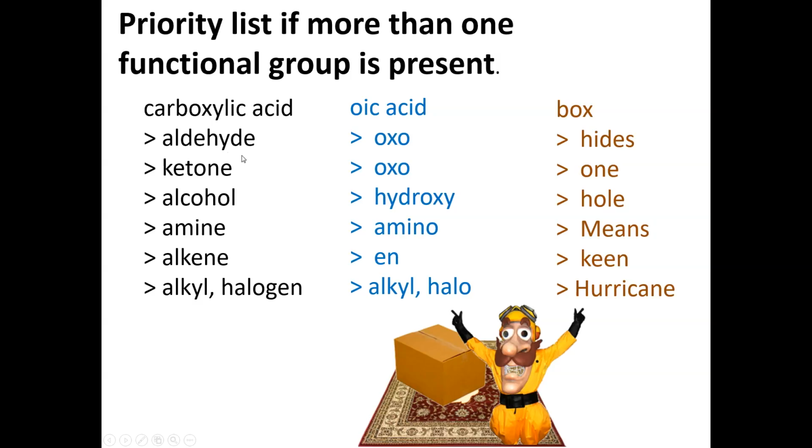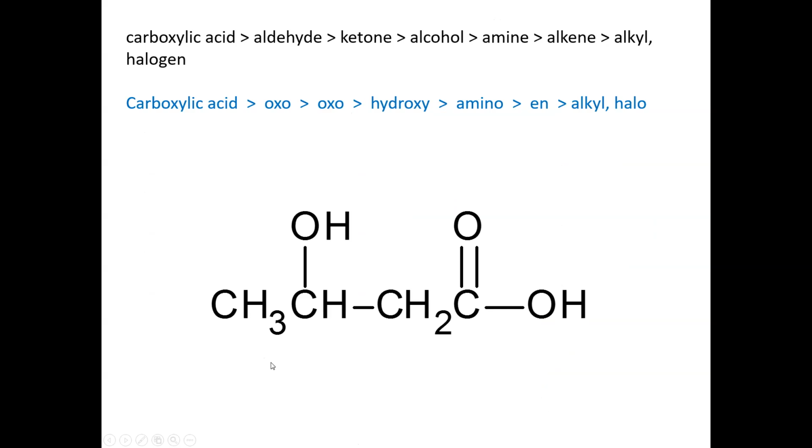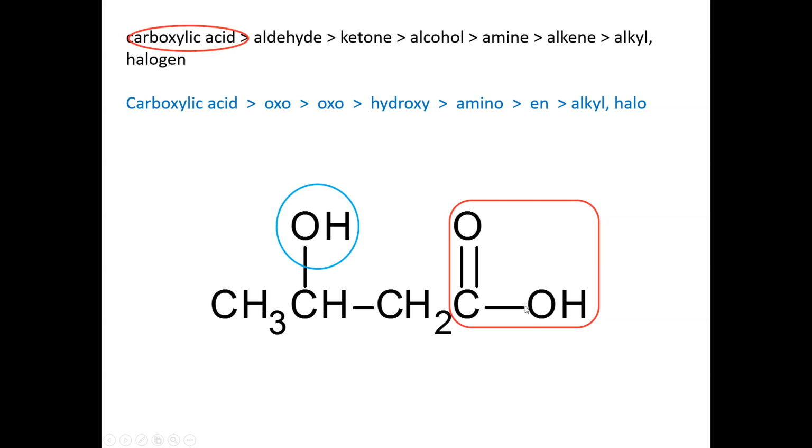So carboxylic acid, aldehyde, ketone for one, ol for whole, amine means alkene, kene, and hurricane, so halogen, and the alkyl that comes from an alkane. So hopefully you'll remember. So here's a molecule that has a carboxylic acid and it has an alcohol.